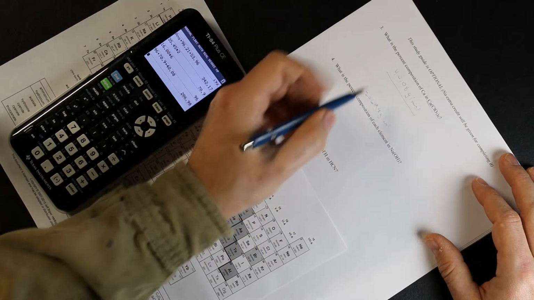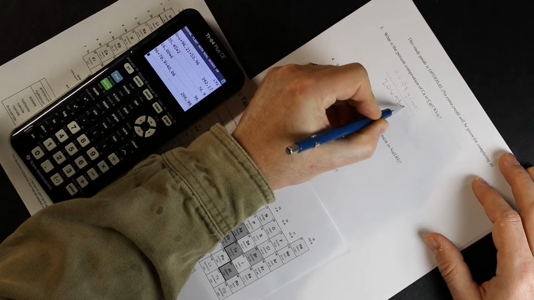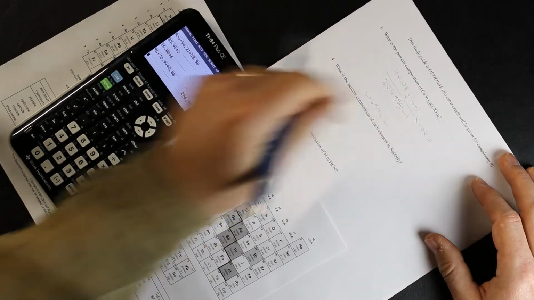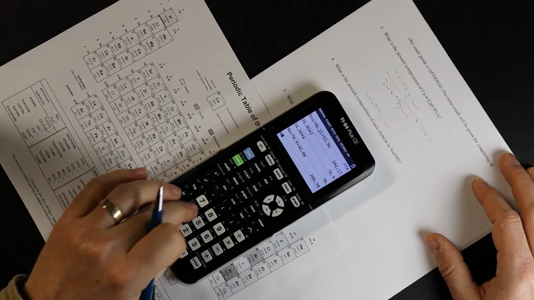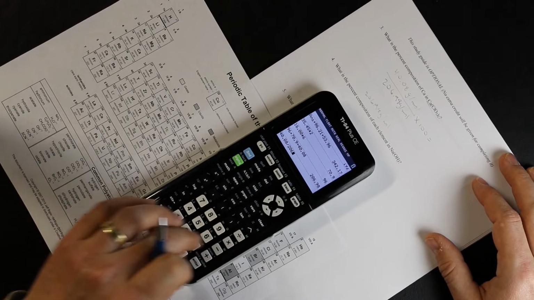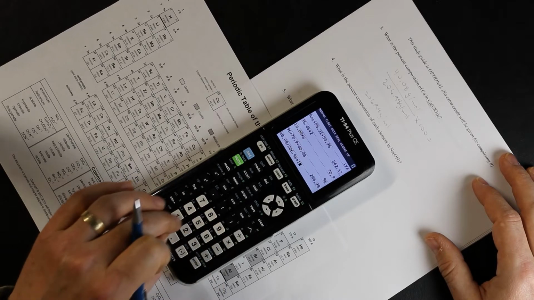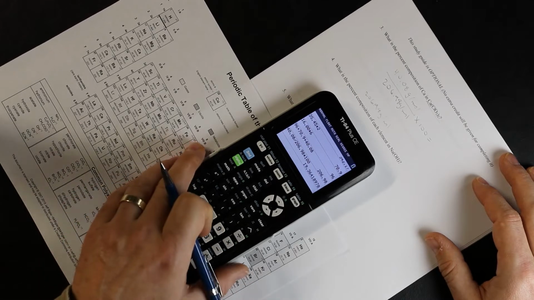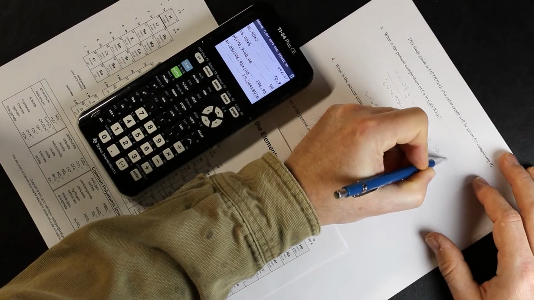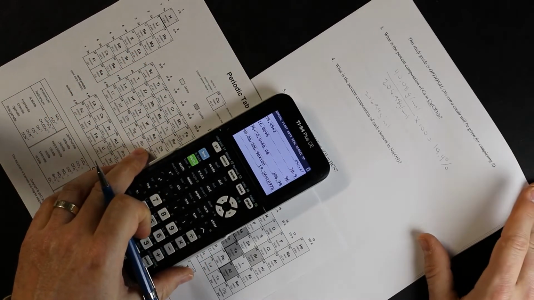The mass of the whole thing is this, 206.98 grams per mole, right? Times 100 will give me the percent composition. 40.08 divided by 206.98 times 100, 19.4%.